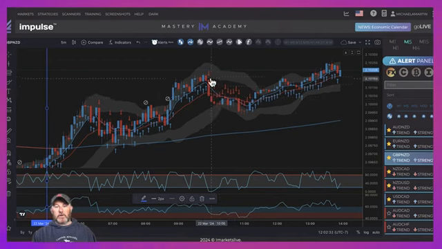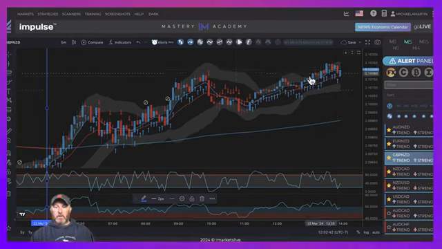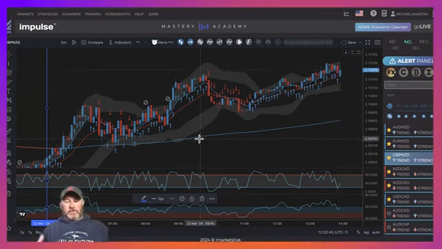But then what happens over here? We get the 1, 2, 3, 4, right? So now we're on the look for the blue, and we get the blue, and then it goes. Okay? So that's the strategy in a nutshell.